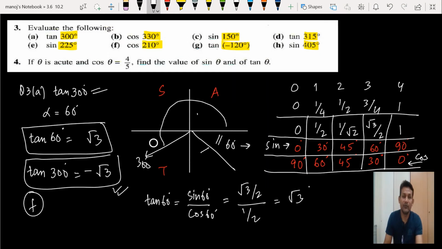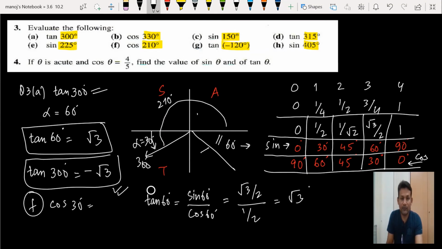Definition of basic angle is what? The angle nearest to the x-axis. This is the basic angle, alpha. When the total angle is 210 degrees and this is 180 degrees, what angle is this? This is 30. Because now I need to find cos 30.